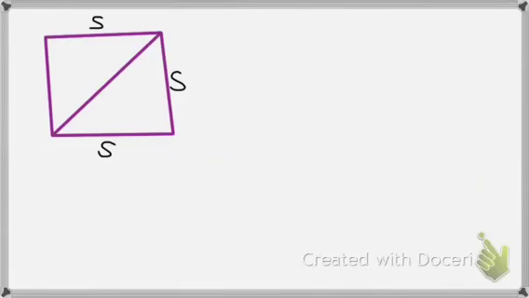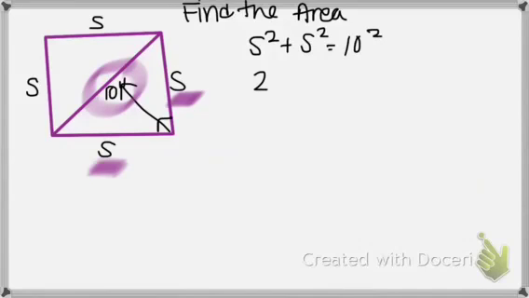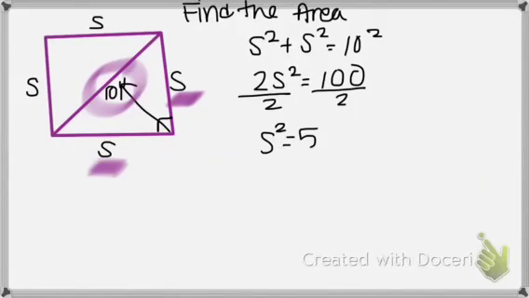So now let's apply this a little bit. I want to find the area of the square. So all I know is the diagonal is equal to 10. So somehow I need to find s, and then I need to square it. If we use the Pythagorean theorem here, s squared plus s squared equals our 10 squared. So I get 2s squared equals 100. Divide both sides by 2, and s squared equals 50.